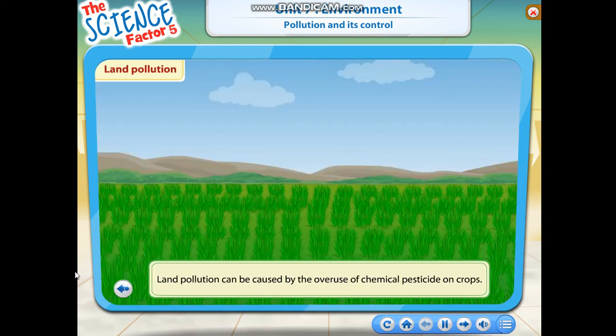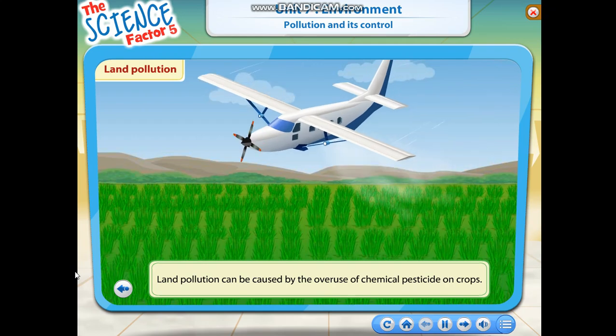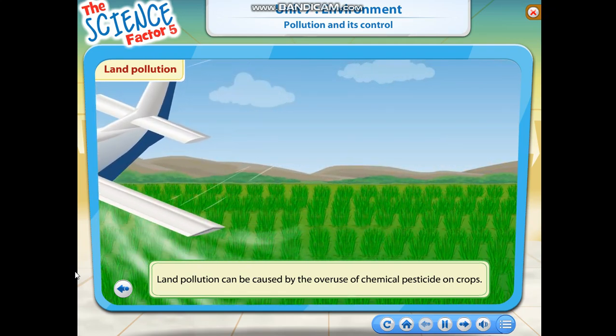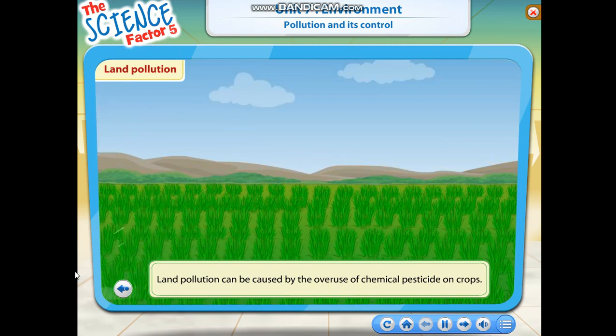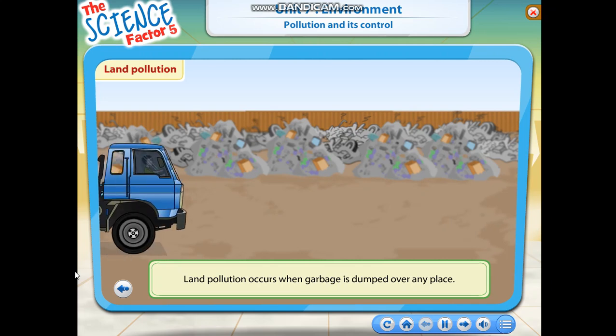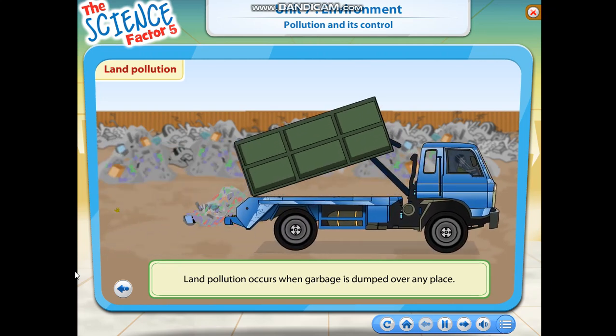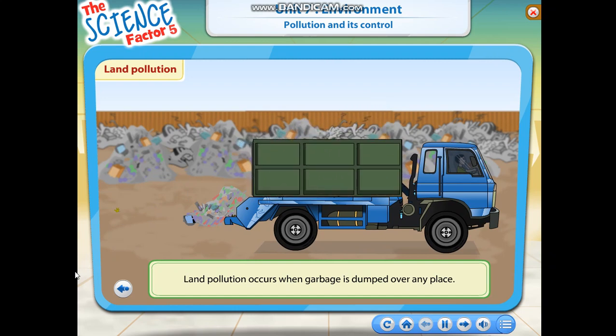Several factors can cause land pollution. Land pollution can be caused by the overuse of chemical pesticides on crops. These pesticides indirectly kill many microorganisms that are essential for the soil to remain healthy. Land pollution also occurs when garbage is dumped over any place. These wastes contaminate the land, which can lead to the death of animals living near it.